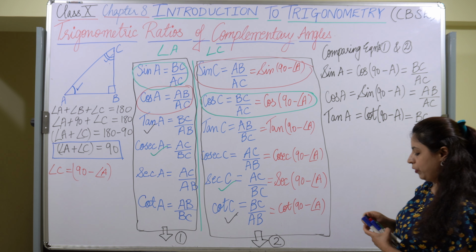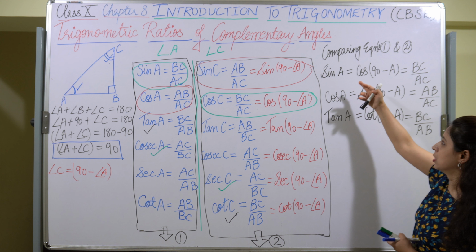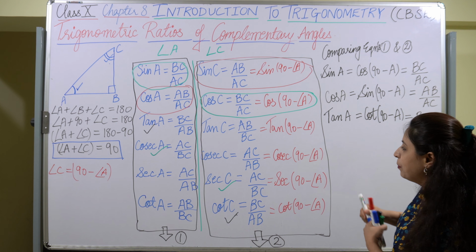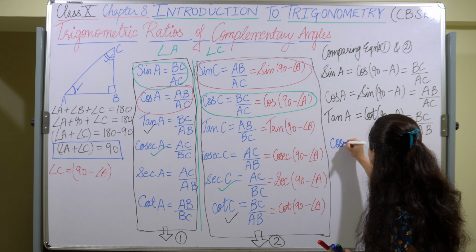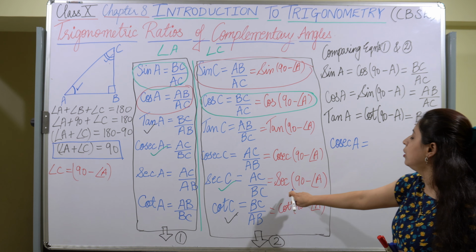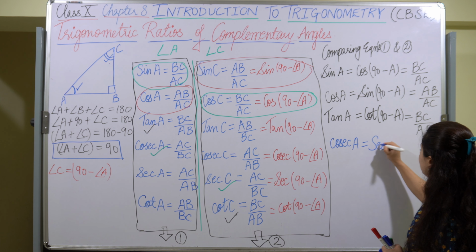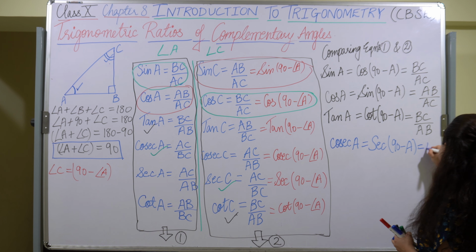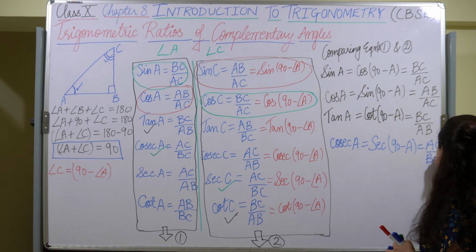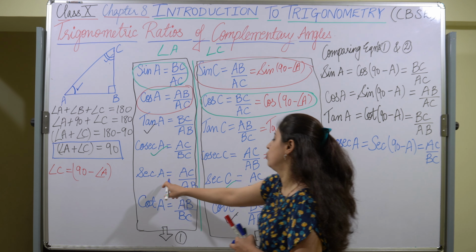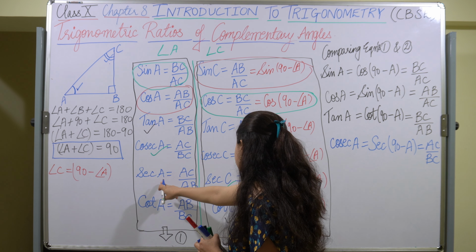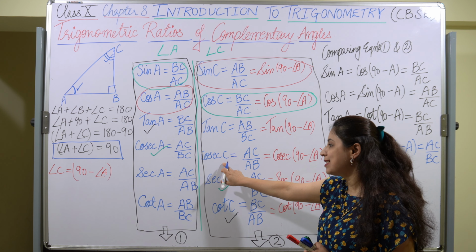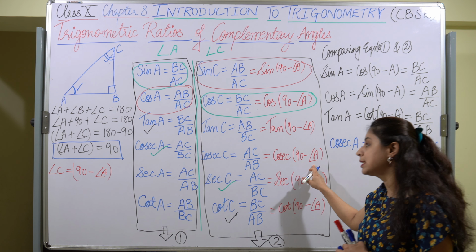So we can equate now. These are the sine and cos, then comes the reciprocals. So cosec A will be equal to sec(90 minus A). That will be equal to AC upon BC. And last, yes, sec A is left. Sec A is AC upon AB, which is equal to cosec C or cosec(90 minus A).